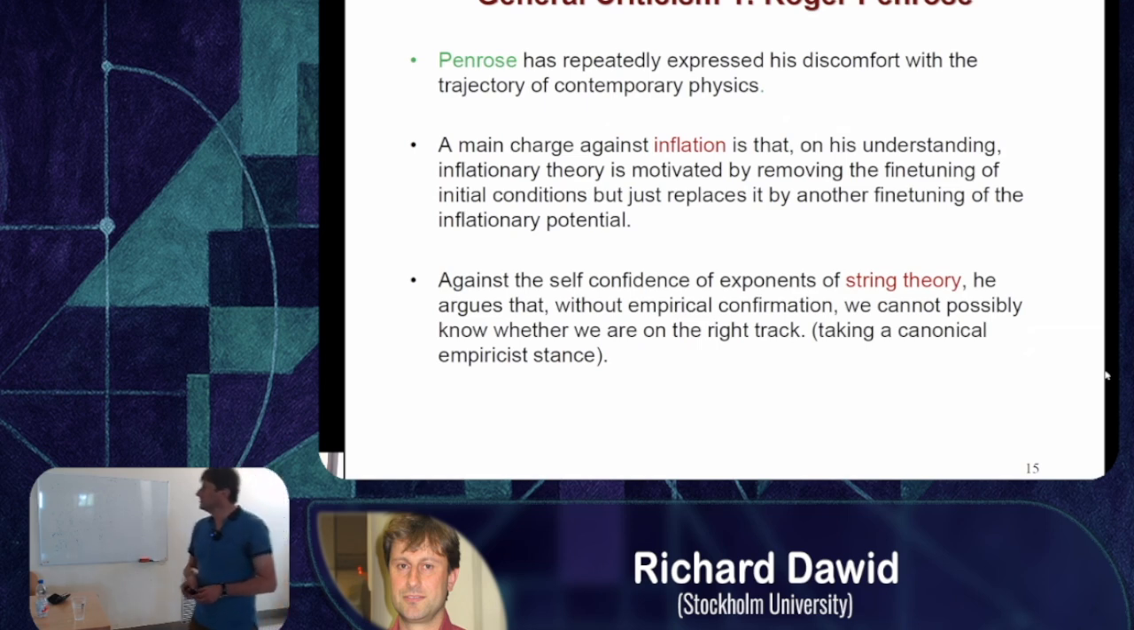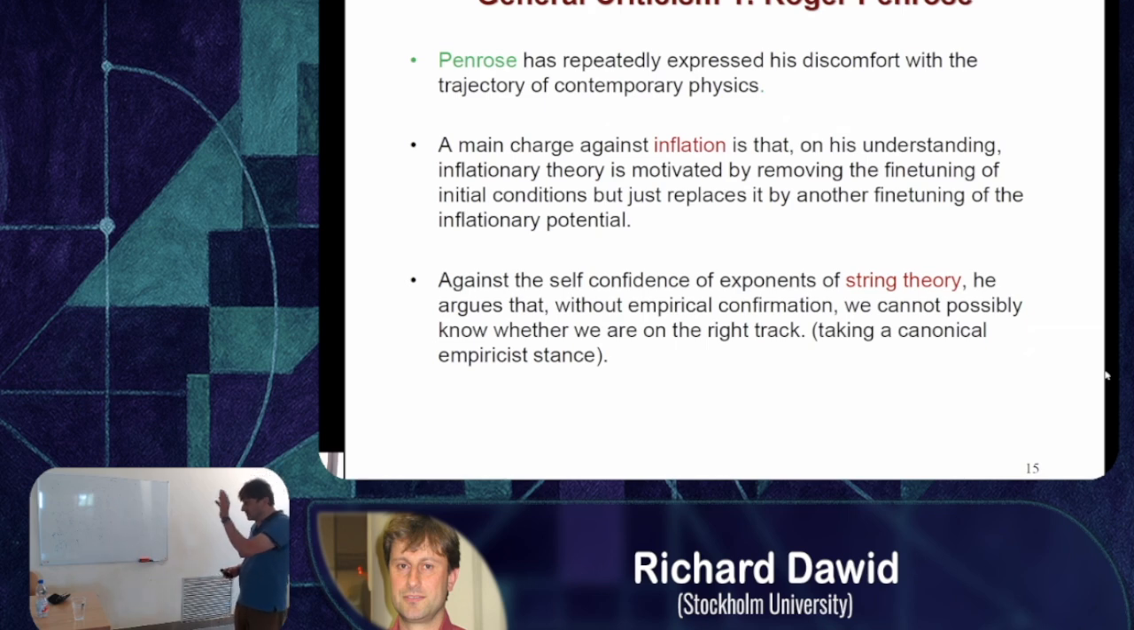So the prime example of criticism of the current state of fundamental physics is Roger Penrose. He has repeatedly expressed his discomfort with the trajectory of contemporary physics, and he has provided various arguments. One argument he has offered against inflation is a fairly specific one, saying that on his understanding, inflationary theory is unsuccessful because the motivation for inflation is to remove the fine-tuning of initial conditions, but it just replaces it by another fine-tuning with respect to specifying the inflationary potential.